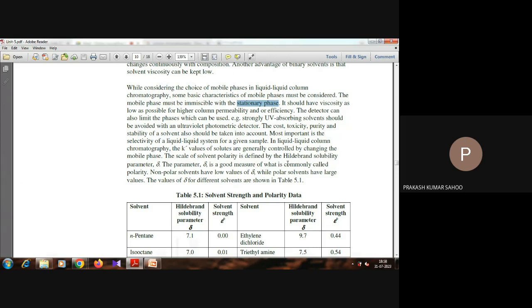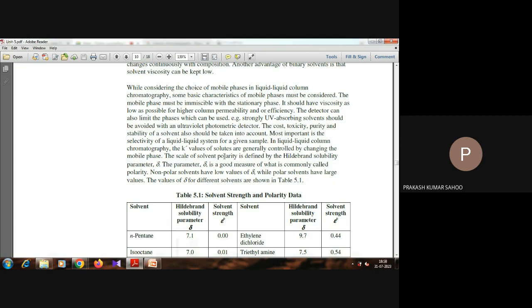The cost, toxicity, purity and stability of the solvent should be taken into account. What is the cost, whether it is economic or not, toxicity, whether it is toxic, corrosive or not, its purity is very important, it should be in the purest form, and the stability. Stability means it cannot react with the stationary phase. Most important is the selectivity of the liquid-liquid system for a given sample.